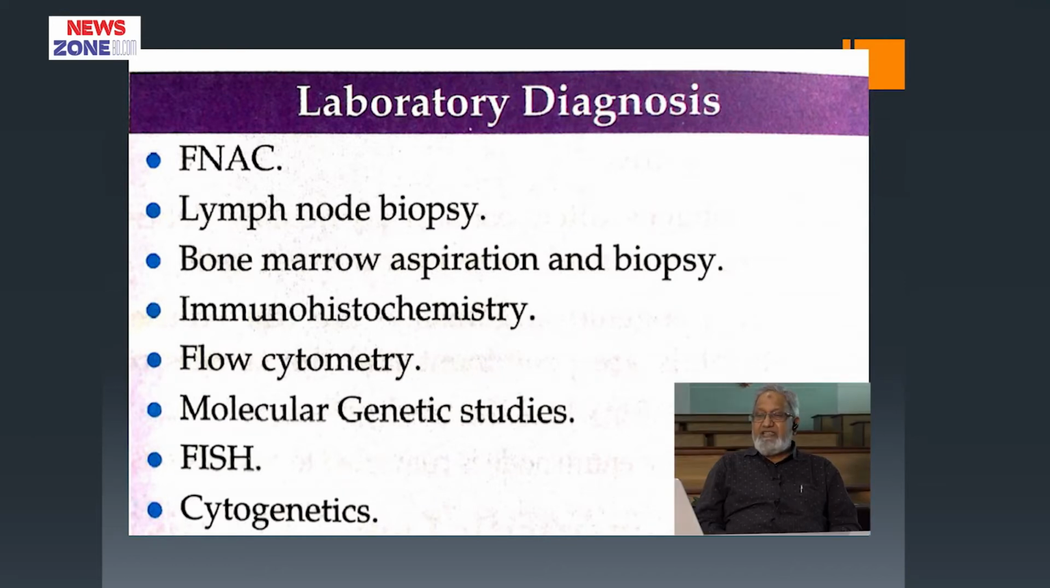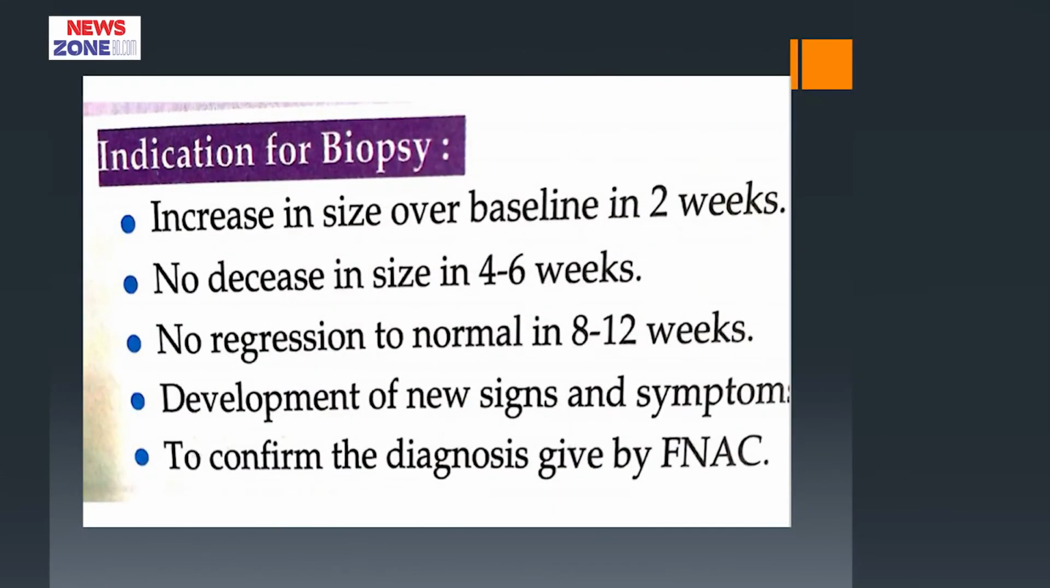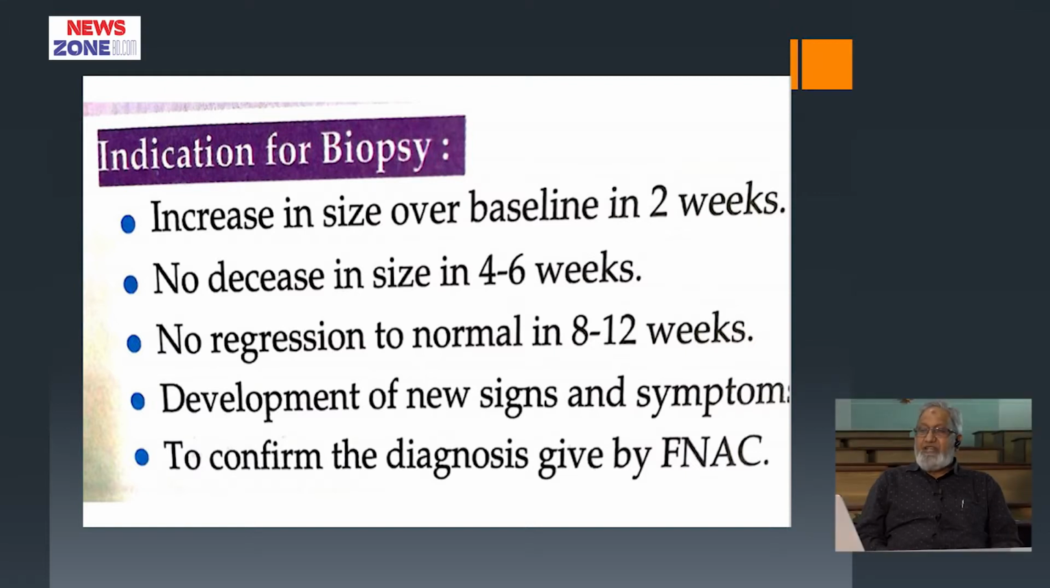These three are sometimes adequate for the diagnosis, but sometimes confusion arises, and in those cases immunohistochemistry and flow cytometry are also needed. In Western Europe, molecular genetic studies and fluorescence in situ hybridization are also important along with cytogenetics. You may ask what the indications of biopsy are. Why do you send the patient for biopsy?